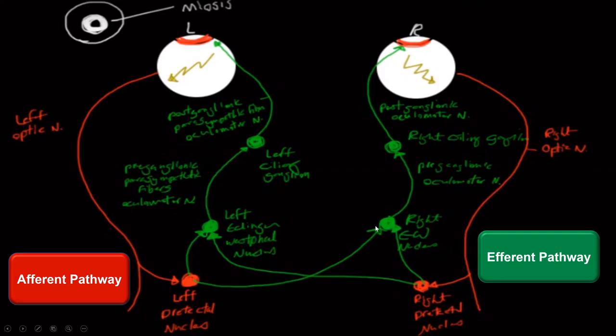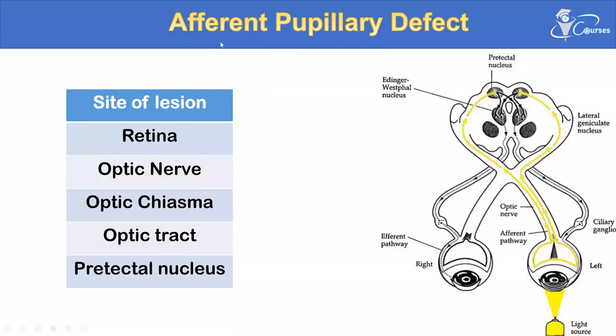Okay. So again, for afferent pupillary defect, where is the lesion? It will be present in the retina, in the optic nerve, in the optic chiasma, in the optic tract, or in the pretectal nucleus. Those are the 5 locations of the afferent pupillary defect.